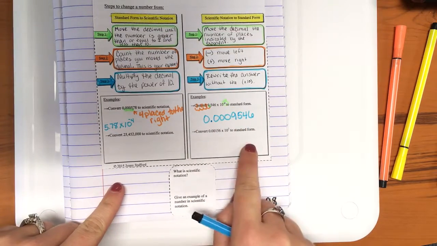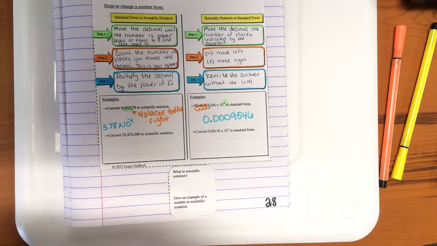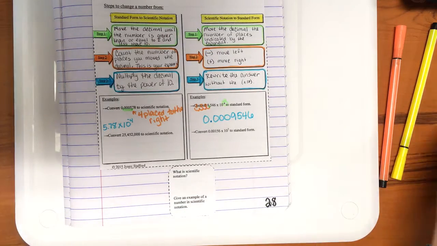So you do this one yourself, and then answer this question: what is scientific notation in your own words, and give an example of a number in scientific notation.